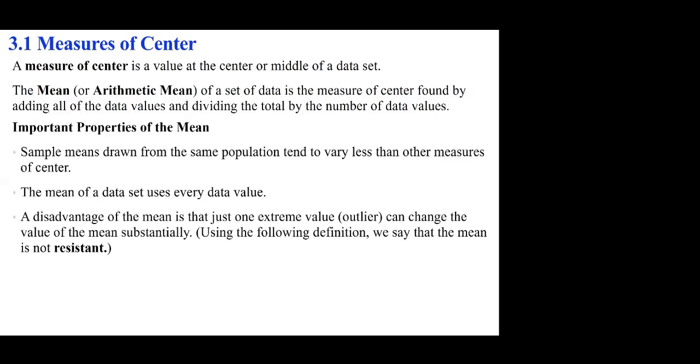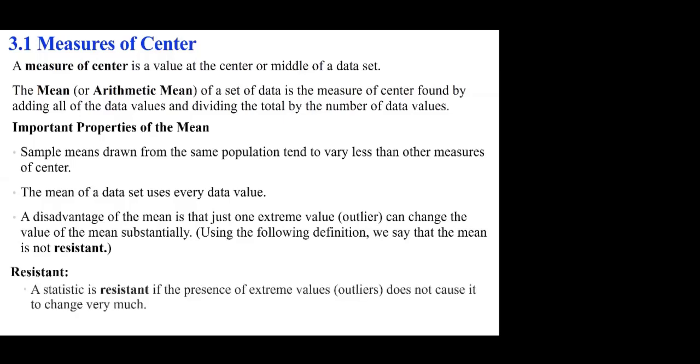Important properties. Sample means drawn from the same population tend to vary less than other measures of center. The mean of a data set uses every data value. The disadvantage of the mean is that just one extreme value outlier can change the value of the mean substantially. Using the following definition, we say that the mean is not resistant. Resistant: a statistic is resistant if the presence of extreme values or outliers does not cause it to change very much.